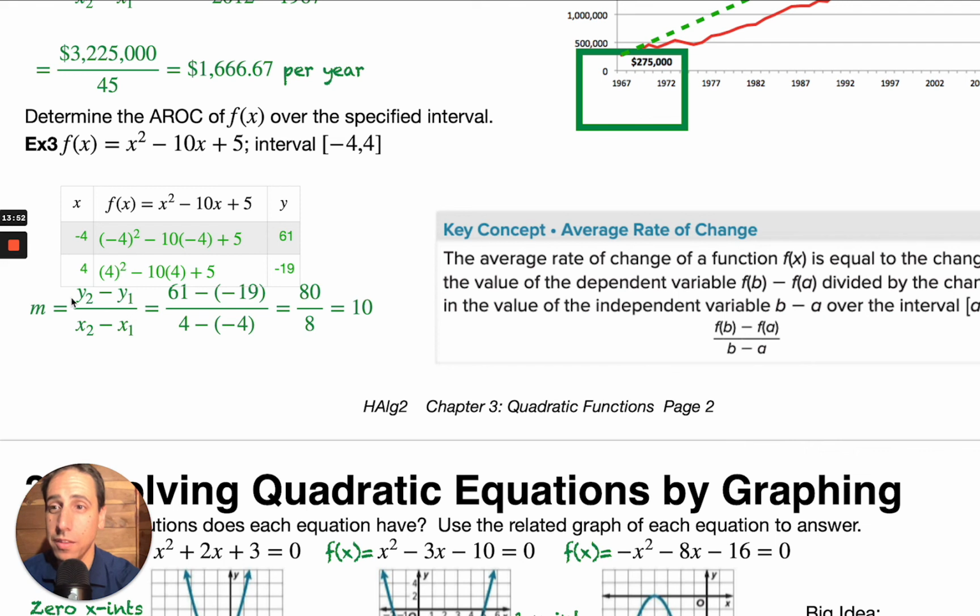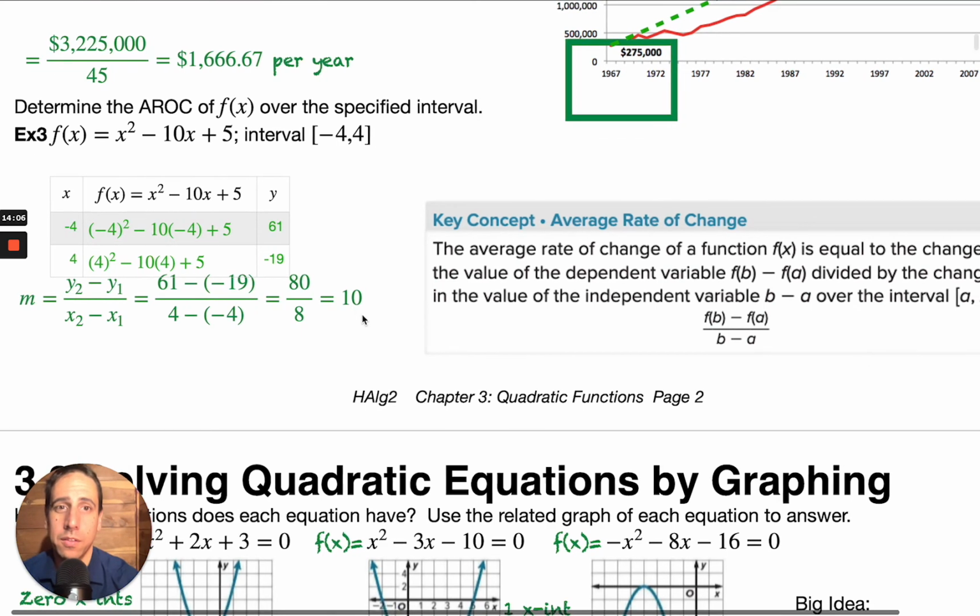You write out that formula, m is equal to y2 minus y1 over x2 minus x1, and plug in your numbers. You get 80 over 8 equals 10. There's no units on that because it's not a word problem. The average rate of change is 10. That's the slope.